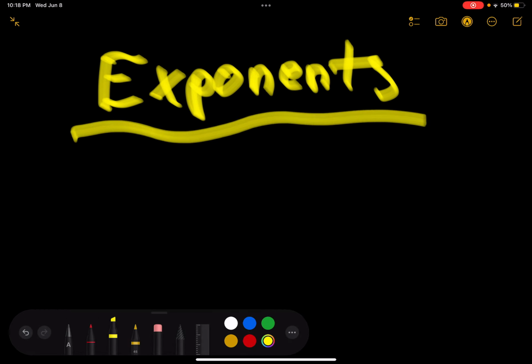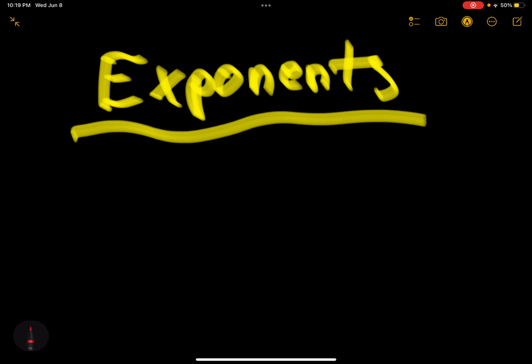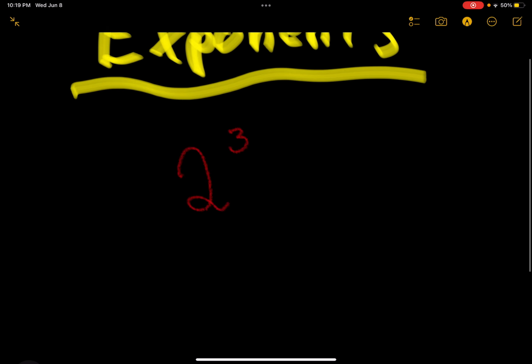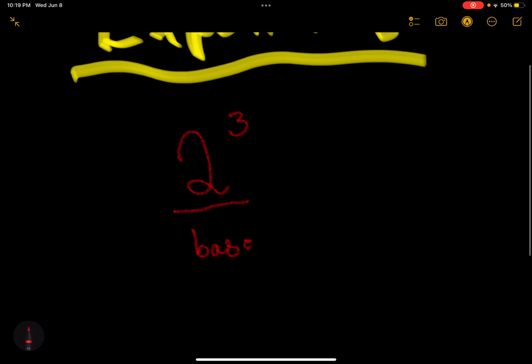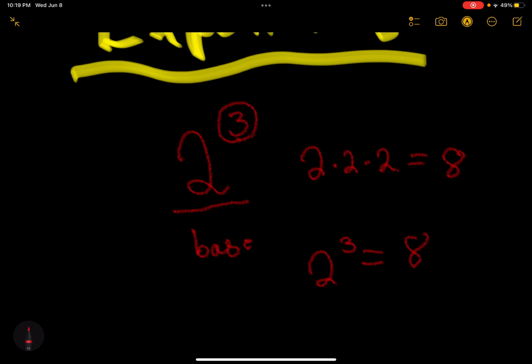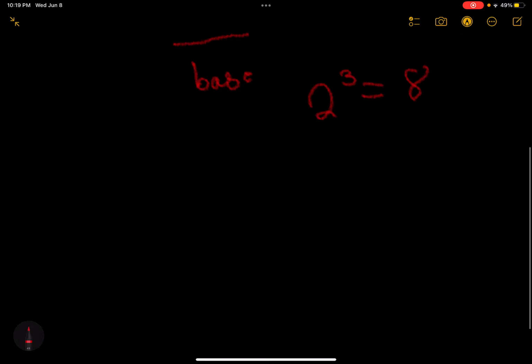Exponents are basically you multiply. So here, let's say we have 2 to the third. The 2 is the base, and then this is how many times we multiply the base by itself. So the 3 means we multiply the base 3 times by itself. 2 times 2 is 4, and 4 times 2 is 8. So that means 2 to the third equals 8. That's basically what exponents are.